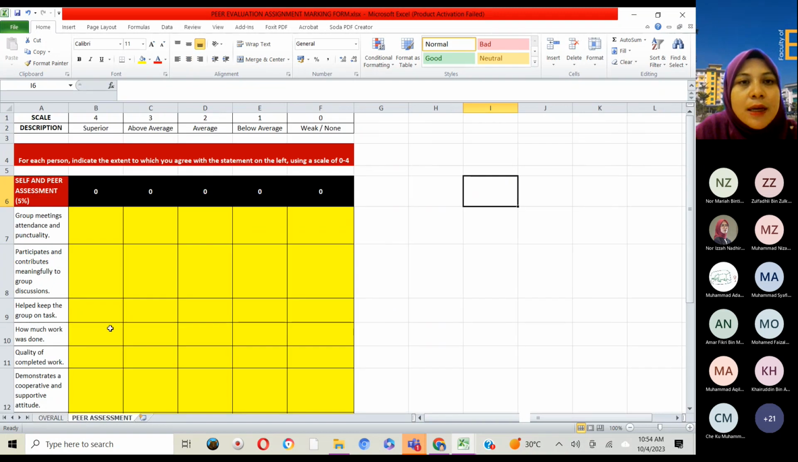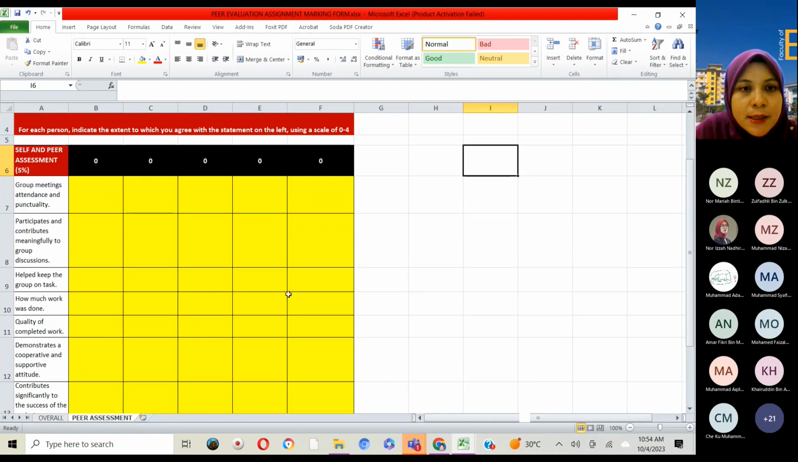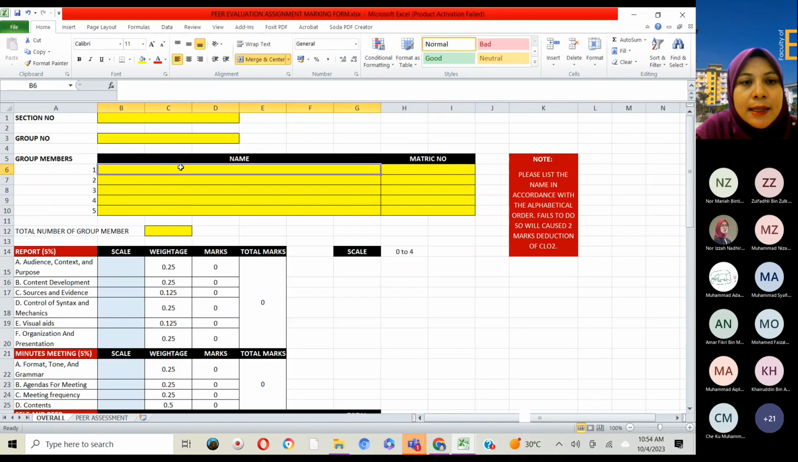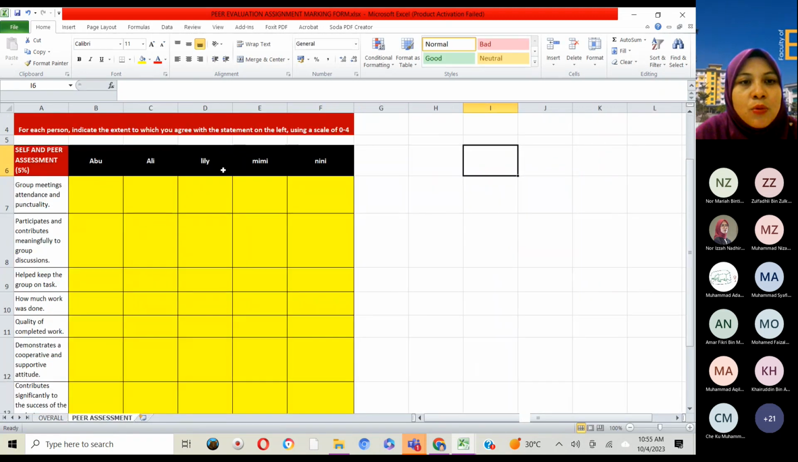The second step, you have to evaluate your friends. Here, when you put in the names, for example I put the names Abu, Ali, Lily, Mimi, Nini. Just examples. So once you write it like this, group size 1, group number 4, total number 5, for example. Okay. So here will come out Abu, Ali, Lily, Mimi, Nini. Let's say your name is Abu.